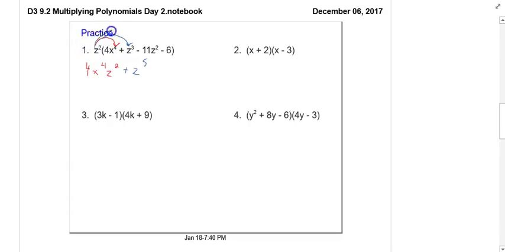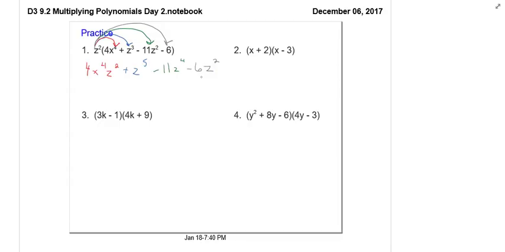Then I have z squared times a negative 11z squared. That's going to be negative 11z to the 4th. And then I'm going to have z squared times a negative 6. So negative 6z squared. I check to see, is there anything that I can combine? And there's not. I check to see if it's in the correct order. This is the 6th degree, 5th degree, 4th degree, 2nd degree, so it is written in standard form. So that would be our final answer.